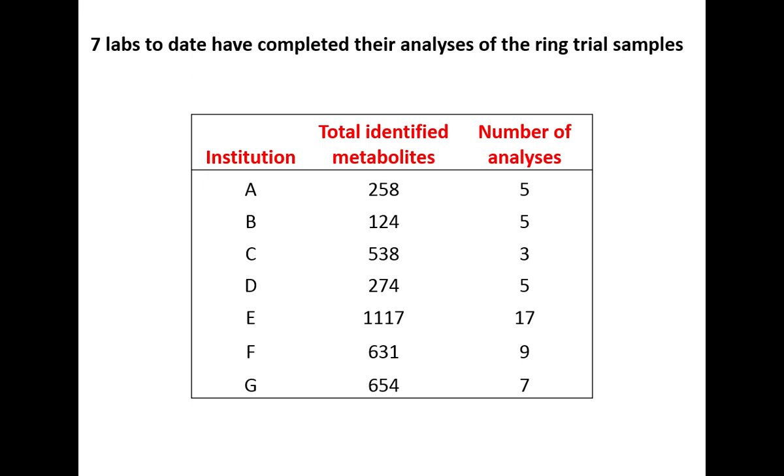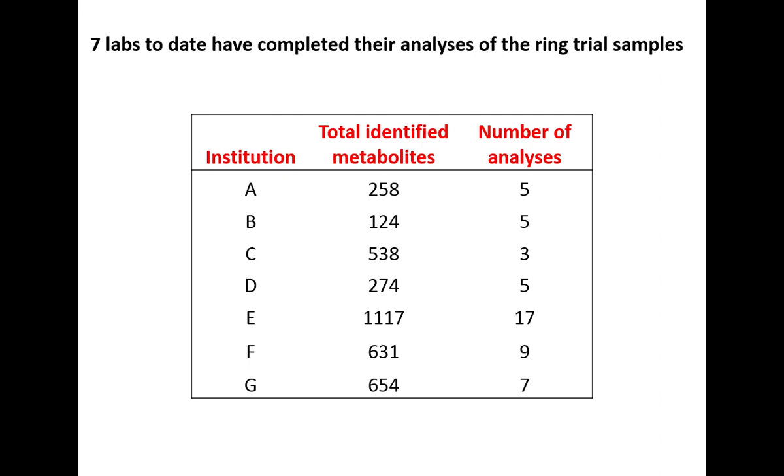As it stands right now, we have data from 7 labs, and there will be at least 3 others participating depending on the status of the MTAs. So we hope to have at least 10 institutions participating in this round. You can see from the example here, different numbers of metabolites were detected, from the low hundreds to above 1,000. And in the column on the right, these are the number of analyses that were performed.